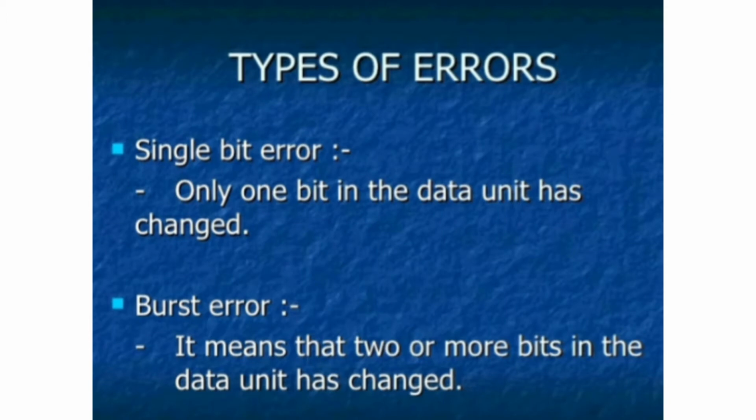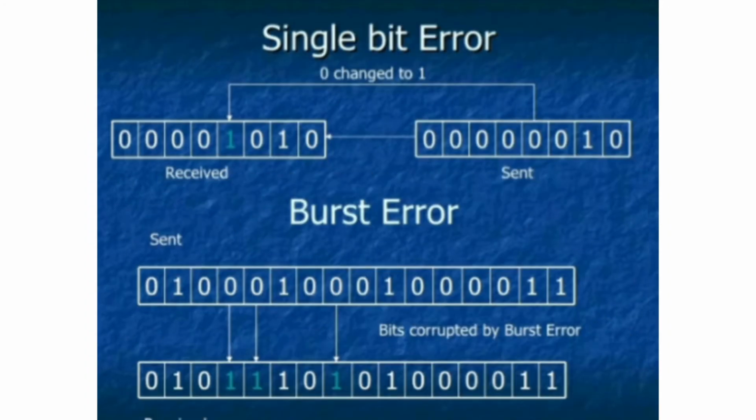So, there are two types of error: single bit error and burst error. In single bit error, only one bit in the data unit has changed, and in burst error, two or more bits in the data unit have changed. So here is the diagram of single bit error and burst error.